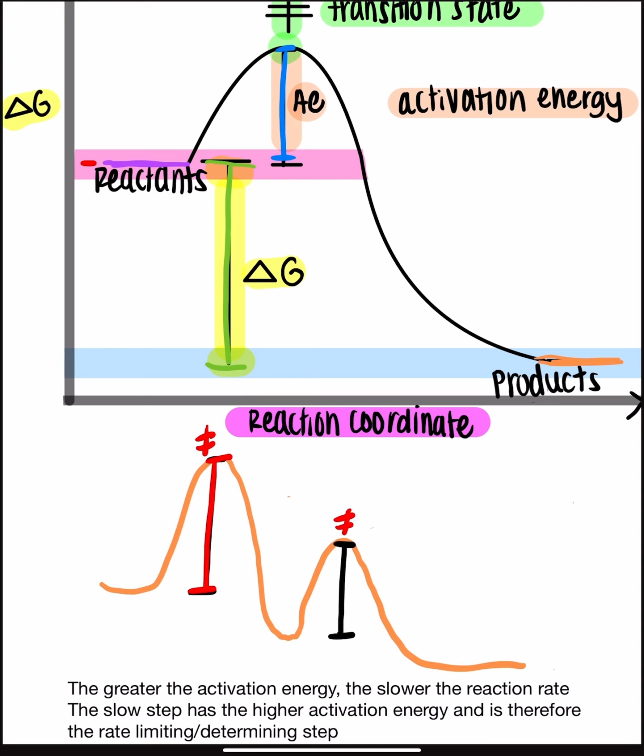And notice that in this one, I'm not starting from here. I'm starting from here, which is the intermediate, to this next curve. I just wanted to make a point of that. In this case, this is the slow step. Why? Again, it has the highest activation energy. And the one that has the highest activation energy, the slow step, is also known as the rate determining step or the rate limiting step.